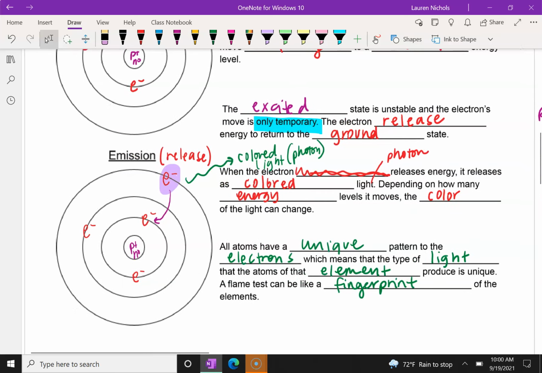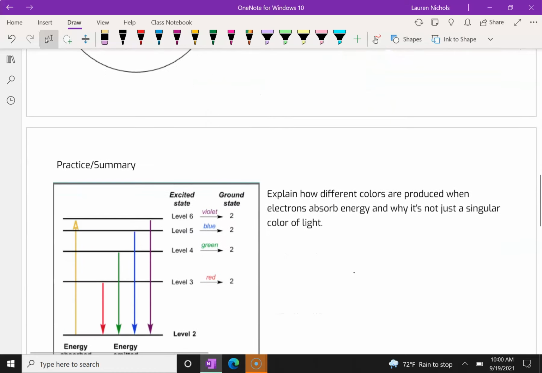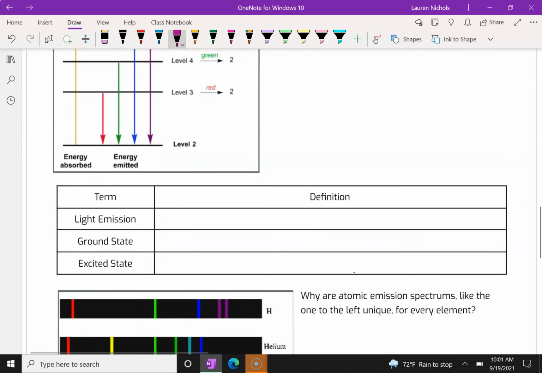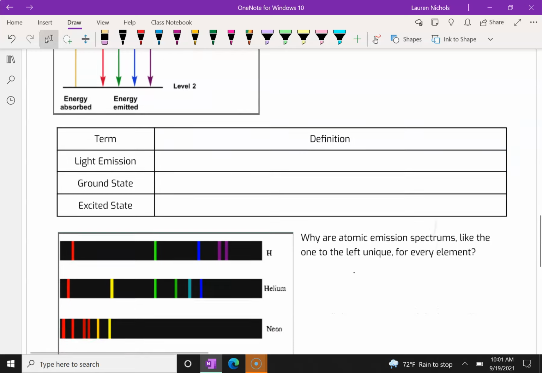Now, on the back of your note sheet, you should have some practice. So you can see this is another version of that zoomed-in one. And the question wants you to explain why we get different colors when we absorb energy, and it's not always white light or red light. So use this model on the left to help explain. And then here, you can summarize some of your definitions.